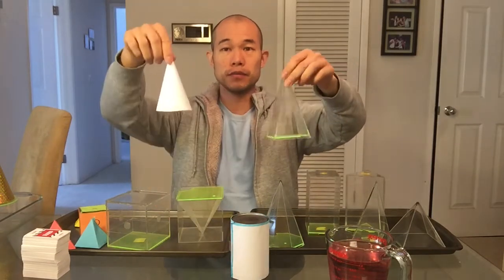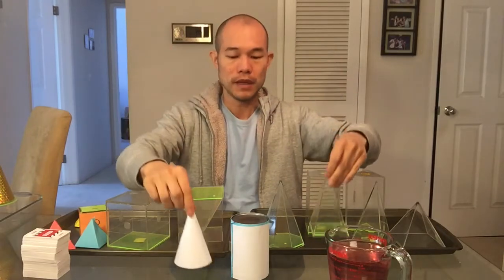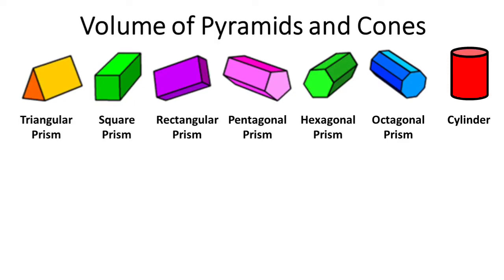Hi class, today we're going to be learning about how to find the volume of pyramids and cones. And it turns out that the volume of pyramids and cones is very similar and related to finding the volume of prisms and cylinders that we've been learning earlier in this chapter.